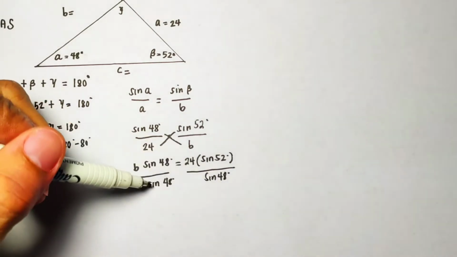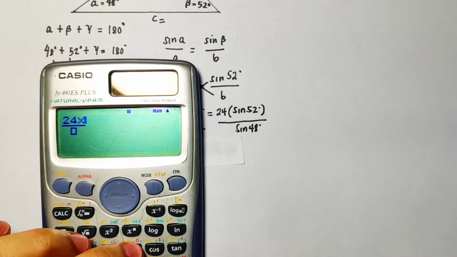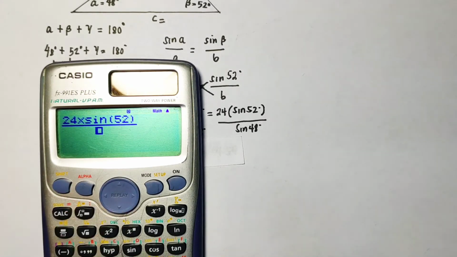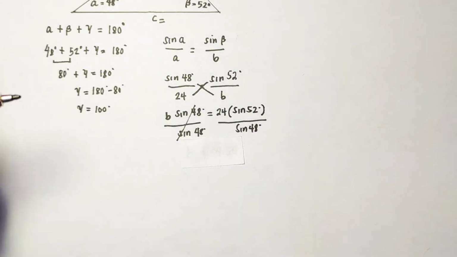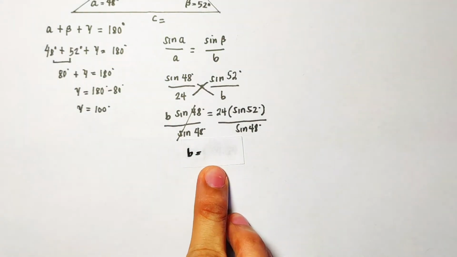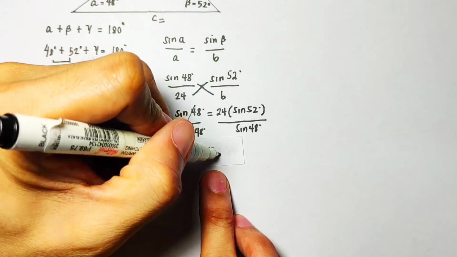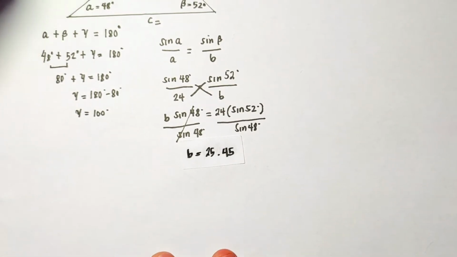And let's use our calculator to solve for this part. So let us solve for this. We have 24 times sine of 52 degrees over sine of 48 degrees. Okay, so we will get 25.45 units. Again, that is 25.45. So the value of B is 25.45 units.